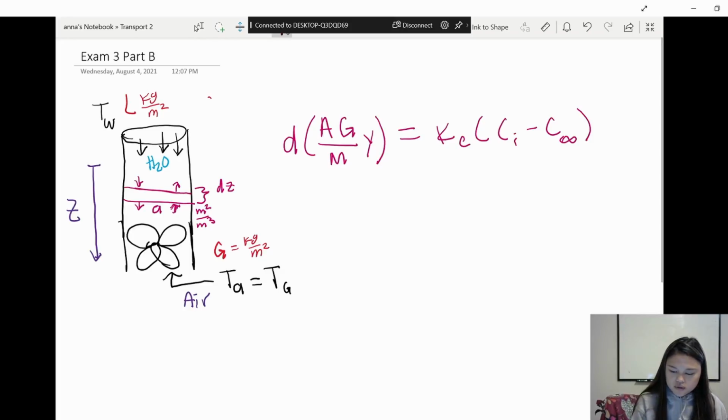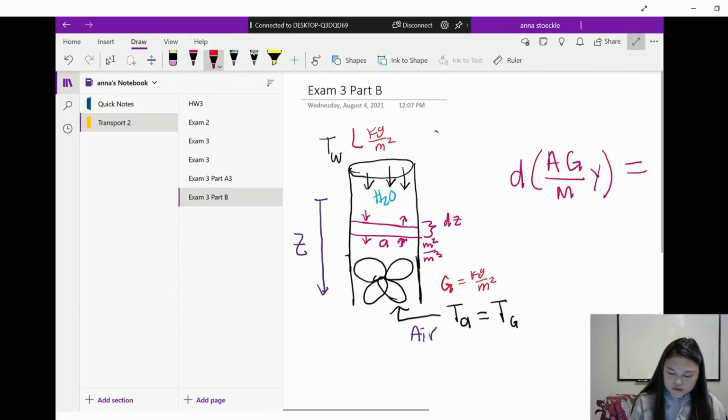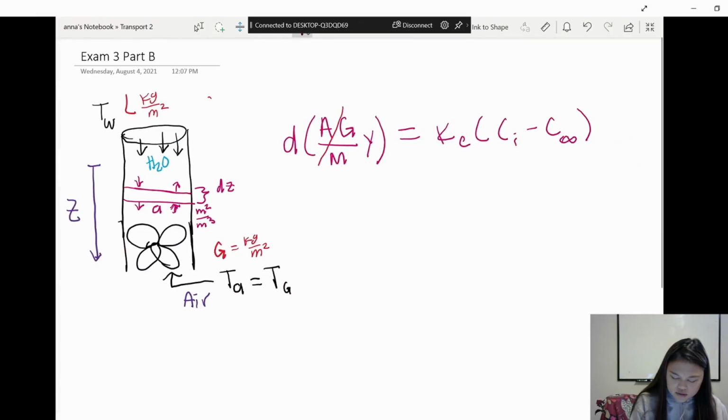Also, what I want to note is that we want to make this constant. We're going to see little change, and we want to simplify this and take it out of the differential equation so we don't have to do the product rule. So we're just going to keep this constant and make it easier by pulling it out.